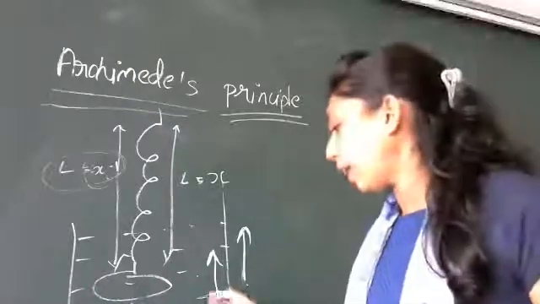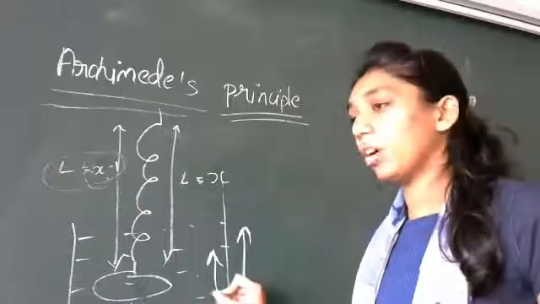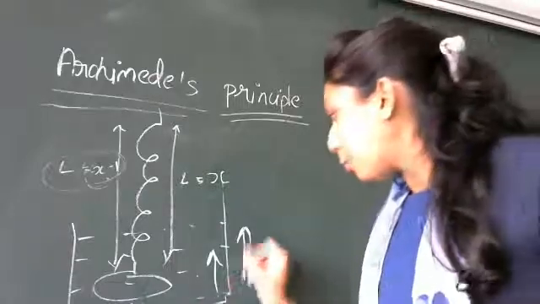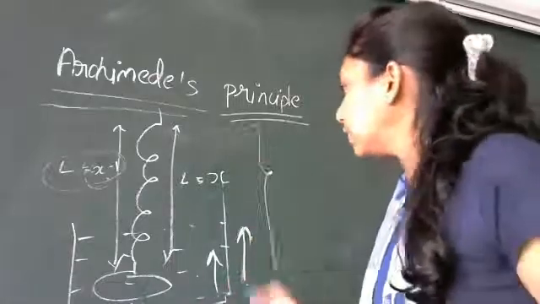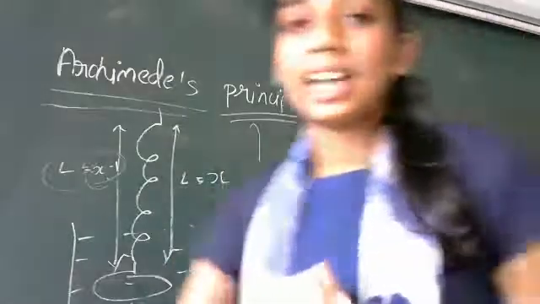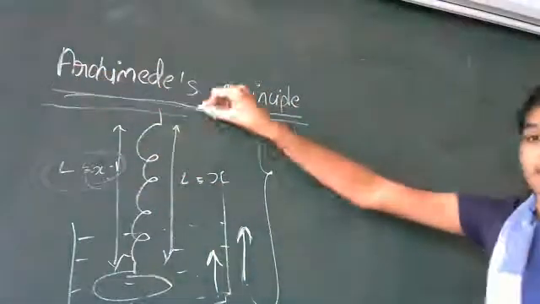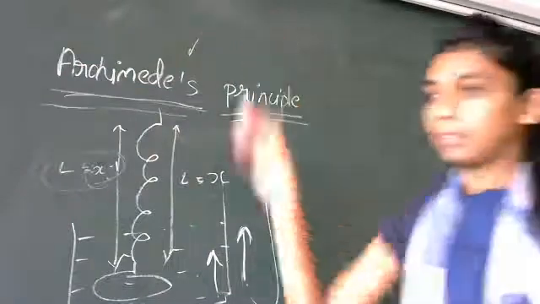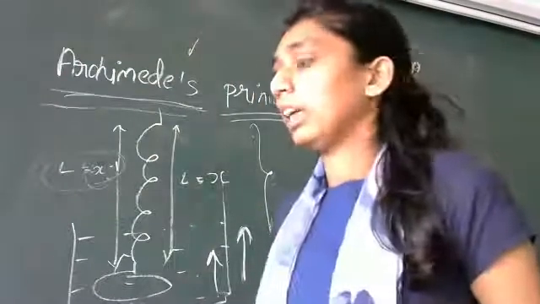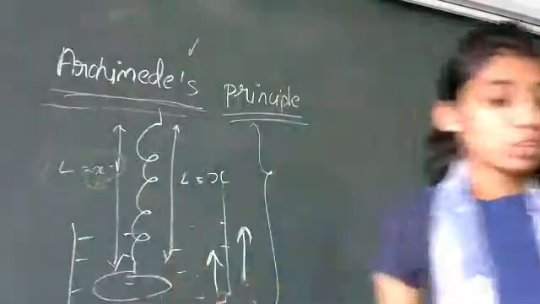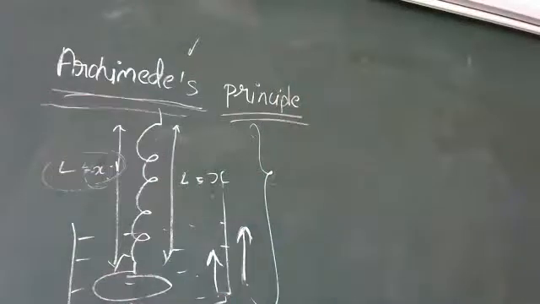Okay. So now what will happen? It will elongate. Why? Because of the upward force. So based on this, there was a scientist named Archimedes. He gave one principle. So what does his principle say?